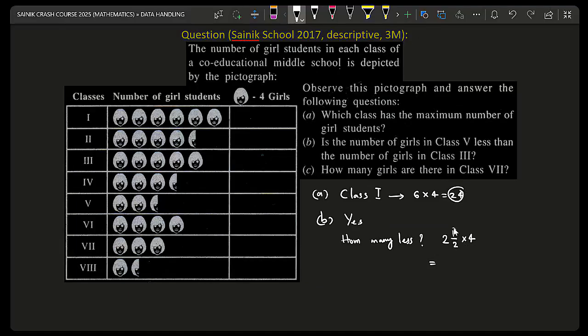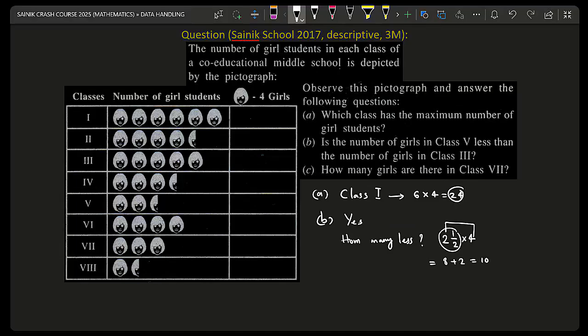Sir, can I use the distributive property? Two and a half, can I say 2 plus 1 by 2? Sir, 10. What, Rishika? Sir, 10. Okay, you got the correct answer. Simply, you can split two and a half in your head as 2 plus 1 by 2. So 2 into 4 is 8. Half into 4 is 2. We can add, so you get 10. So how many less? 10 less. Okay. Very good, Rishika.